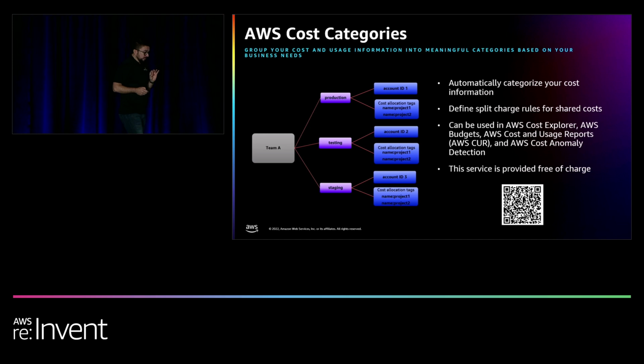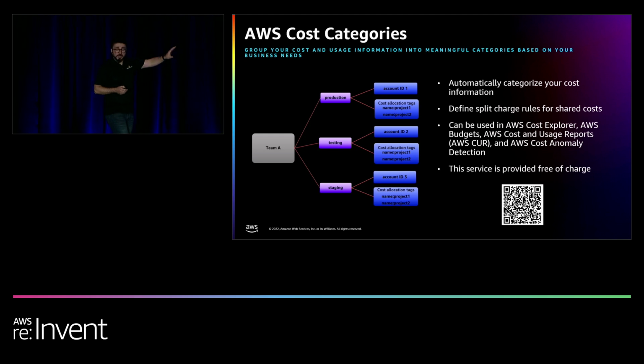AWS Cost Categories. Sometimes you may need to group your cost and usage information in meaningful groups, such as how much it costs for a department, for business units, or for projects or workloads, right? To do that, we can use cost categories. When you create cost categories, you can use those categories, those groups, in Cost Explorer, in Budgets, Cost Anomaly Detection, or even with the Cost and Usage Reports as well.